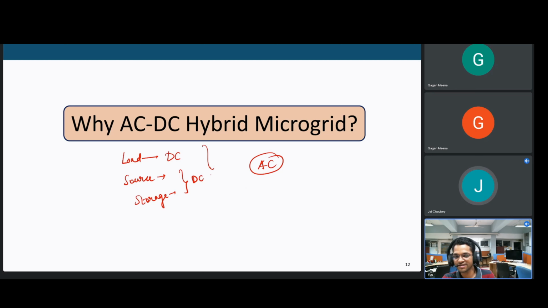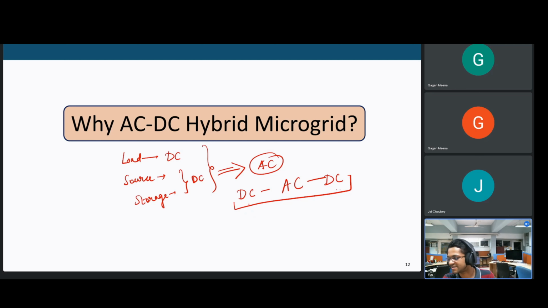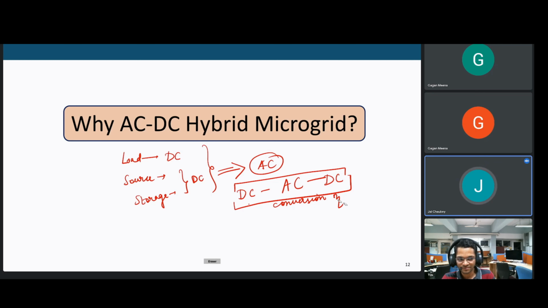When we integrate these different components to AC system, there are different stages. Suppose generation is DC and load is also DC, but in between the system is AC. So we have to go for this DC, AC, DC conversion stage. There will be multiple such conversion stages because there are multiple sources and multiple loads. As the number of stages increases, conversion efficiency goes down. This is the drawback.